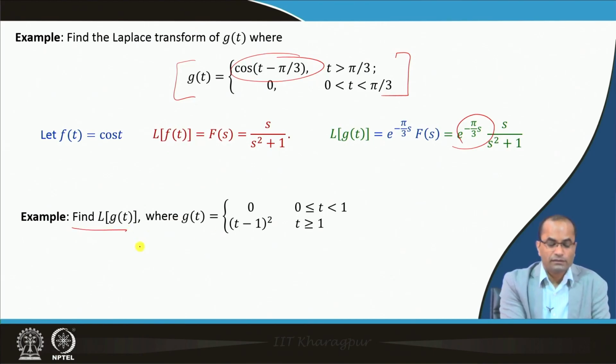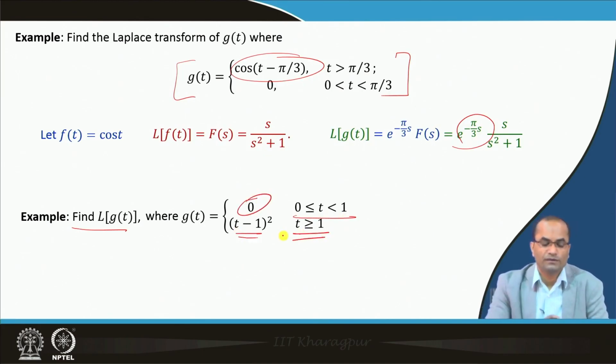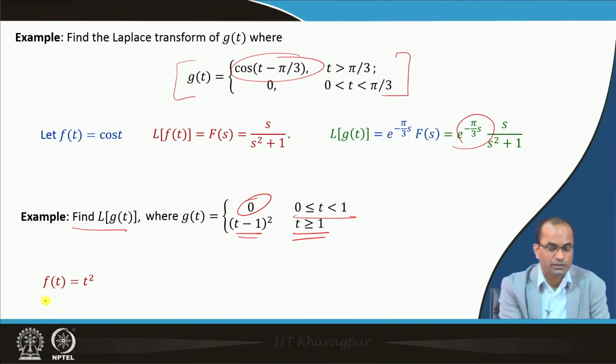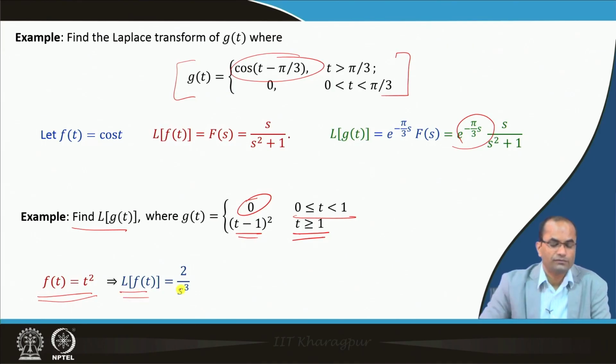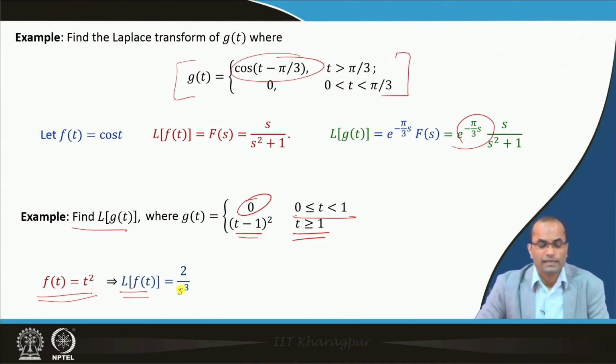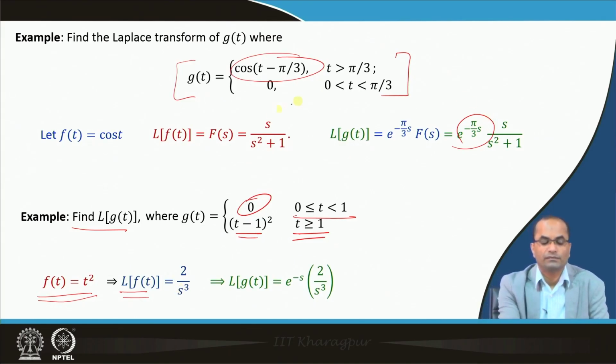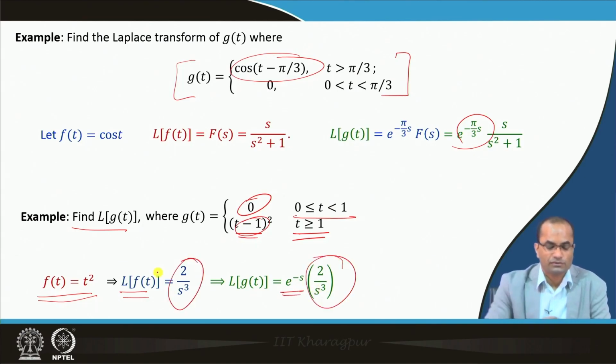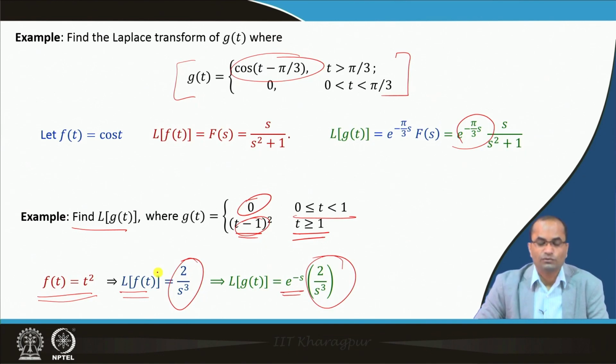If you want to find the Laplace transform of this function, which is again a shift here: from 0 to 1 the value is 0, and for t greater than 1 the value is (t minus 1) square. So, the function is t square, and there is a shift by 1. Again we can use the second shifting theorem. So, f(t) is t square, and the Laplace transform of t square is 2 over s cube. So, the Laplace transform of this g(t) will be e to the power minus s, which is coming because of the shift theorem, since there is a shift by 1, times 2 over s cube.